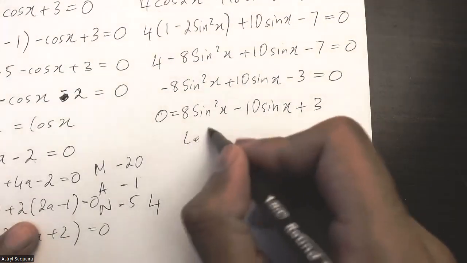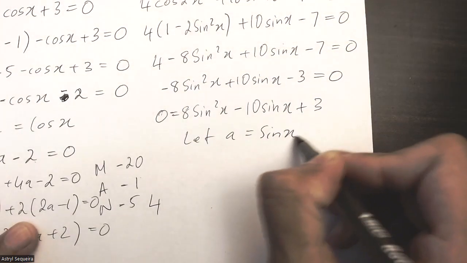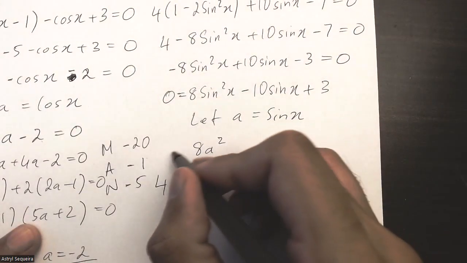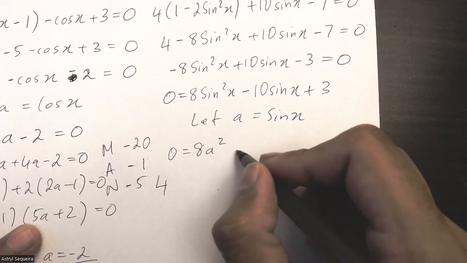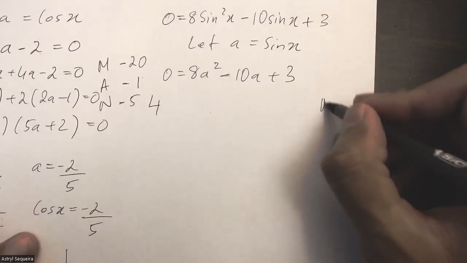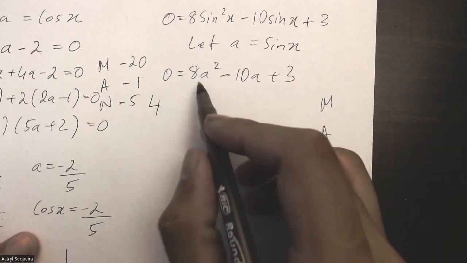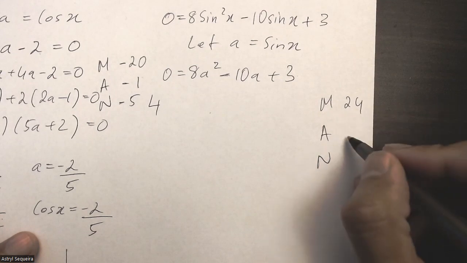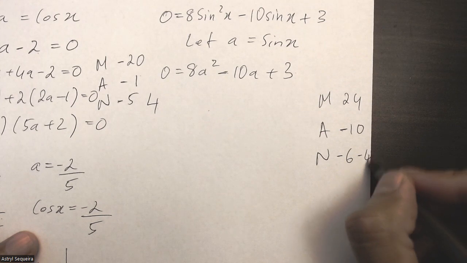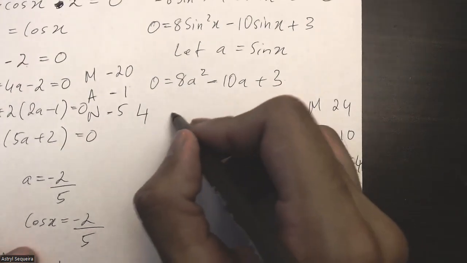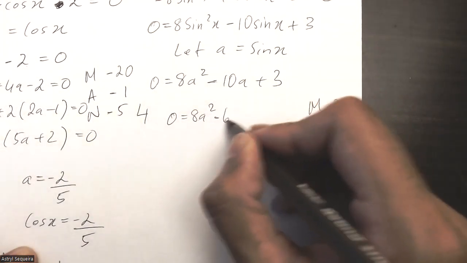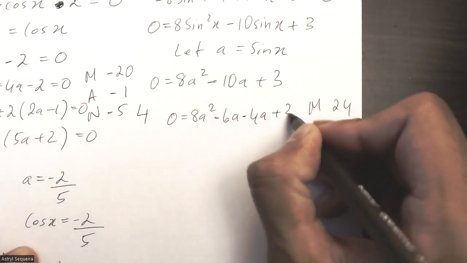Now I'll let a equal sine x in this question. So I have 0 equals 8a squared minus 10a plus 3. And now I can factor this again using my man method. It's a complex trinomial again. So 8 times 3 is 24. My addition is negative 10. My two numbers are negative 6 and negative 4. So I have 0 equals 8a squared minus 6a minus 4a plus 3.